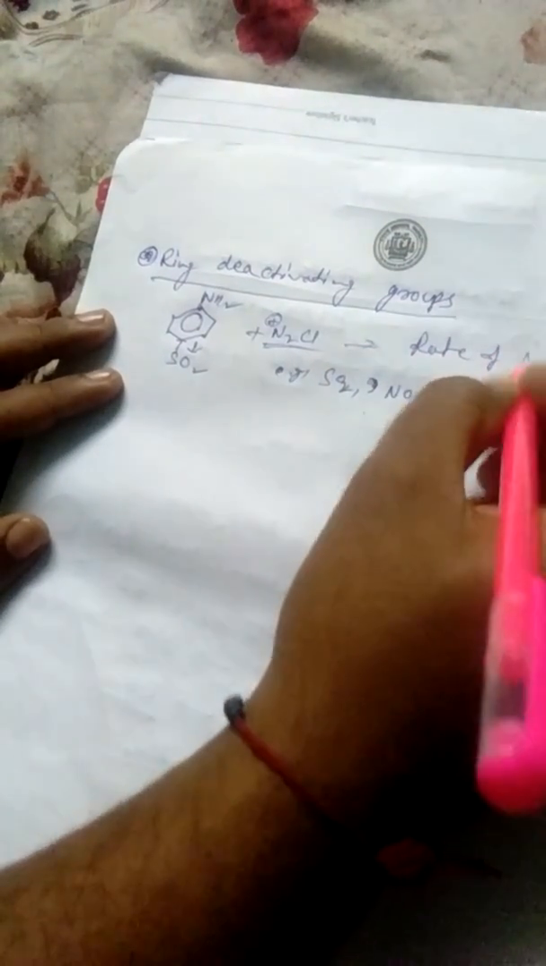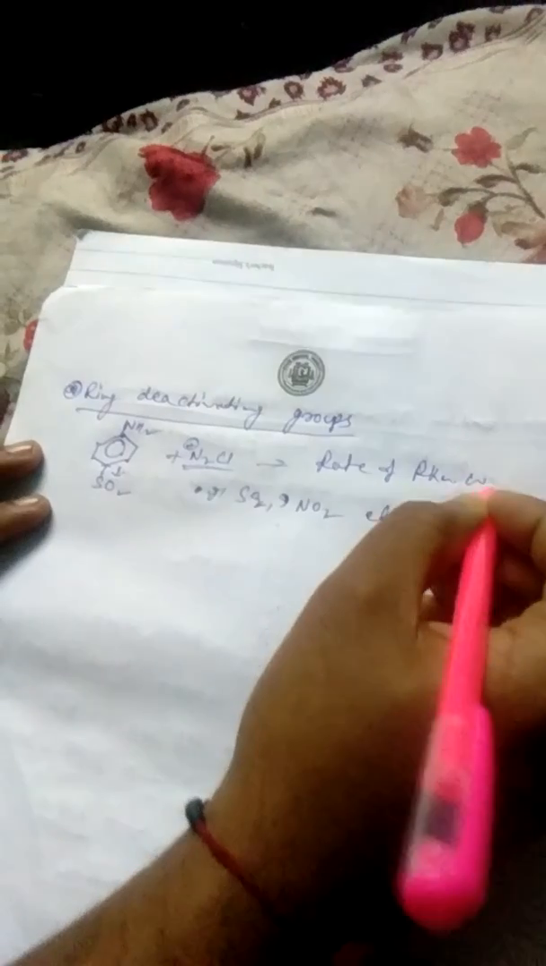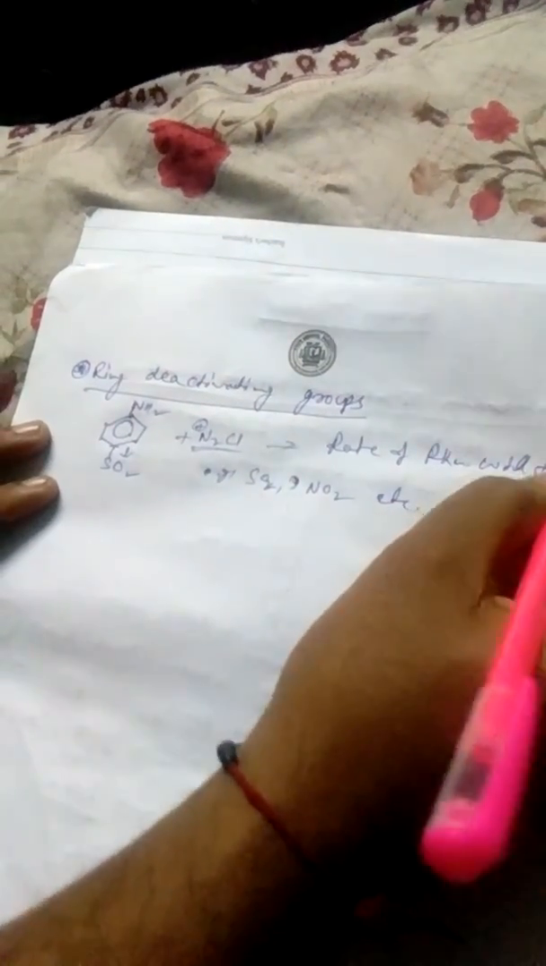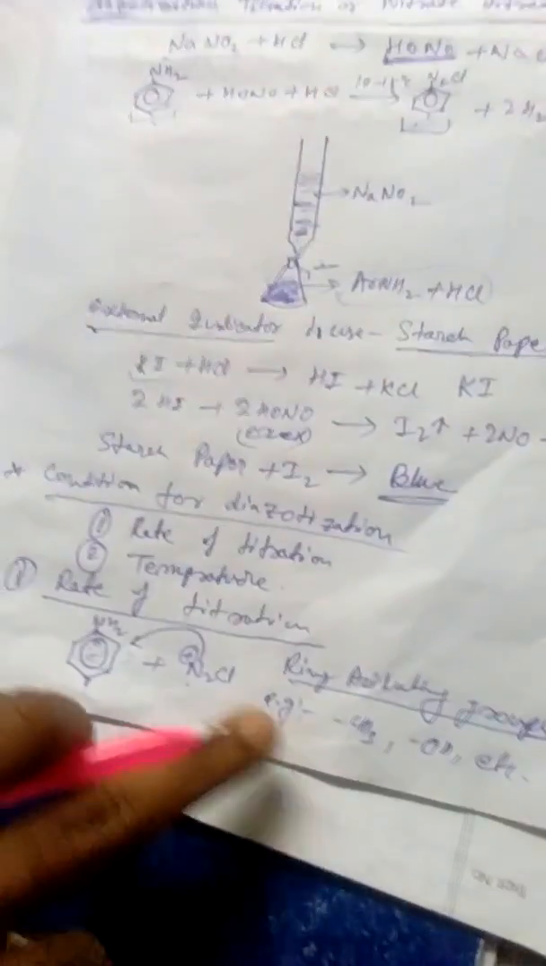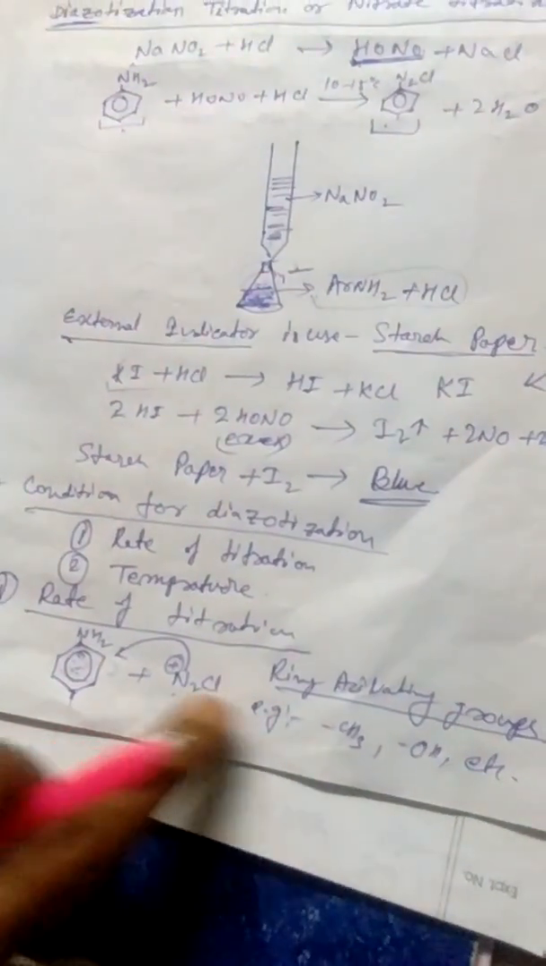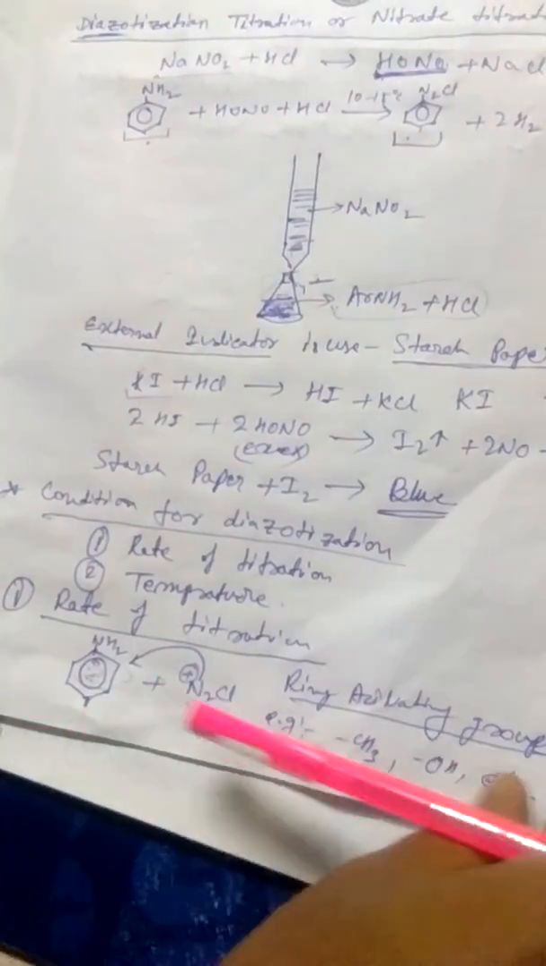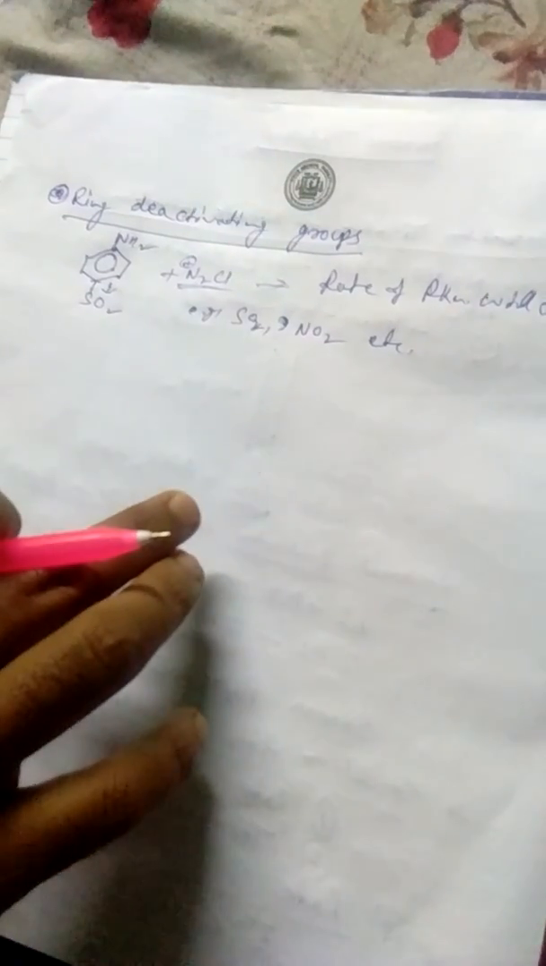Rate of reaction will fall. Okay, so two points under the rate of titration. We have seen the two groups which mainly affect the rate of titration: ring activating group and ring deactivating group. The ring activating group will increase the rate of titration, and the ring deactivating group will decrease the rate of titration.